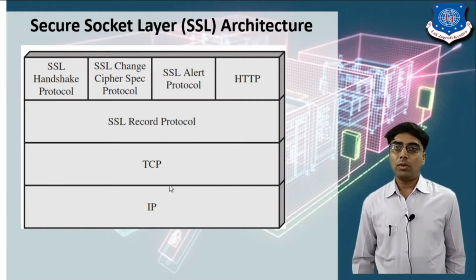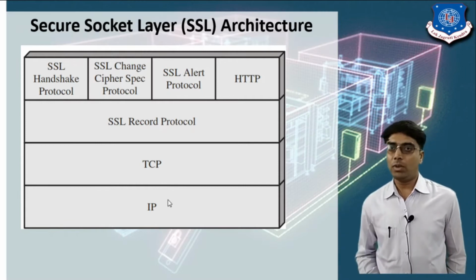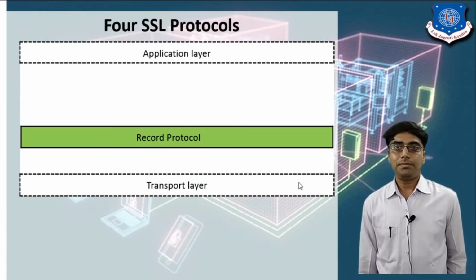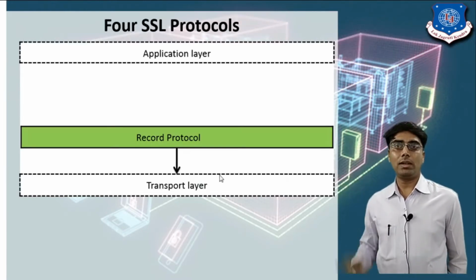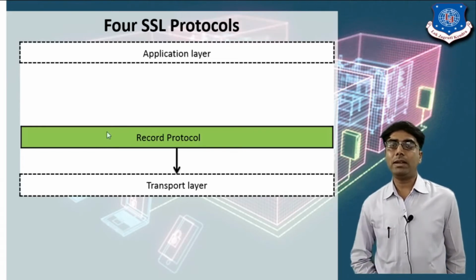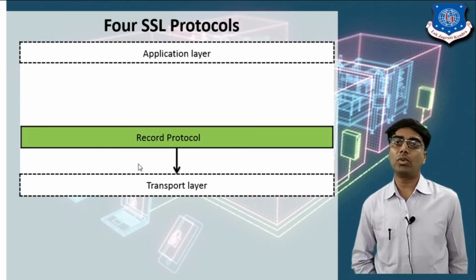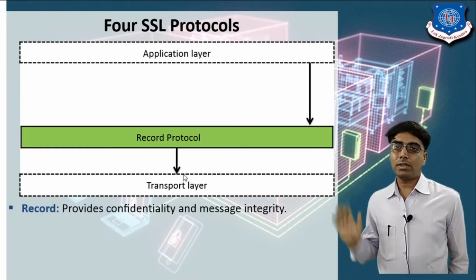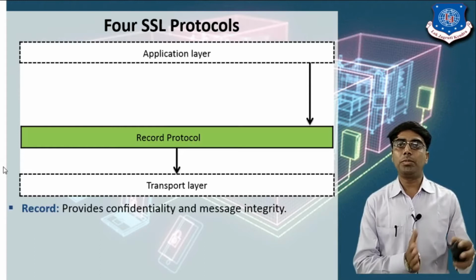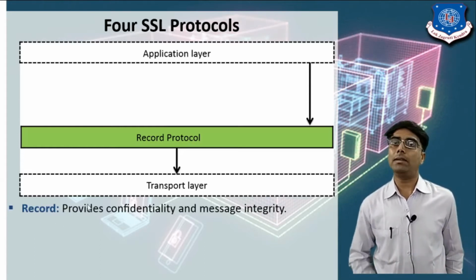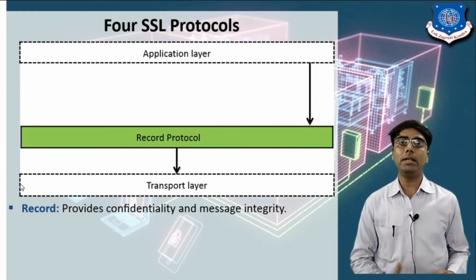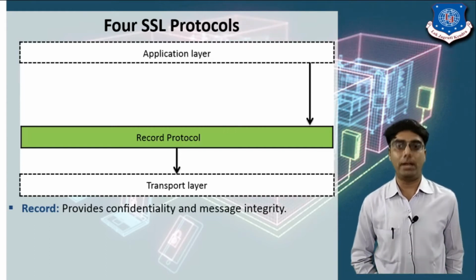Now the next is TCP and IP, you know that, right? And the second is HTTP. This is the application layer and the transport layer. These are the four SSL protocols, right? So the first is the record protocol. This record protocol provides confidentiality and message integrity, right? You know what confidentiality and message integrity are.